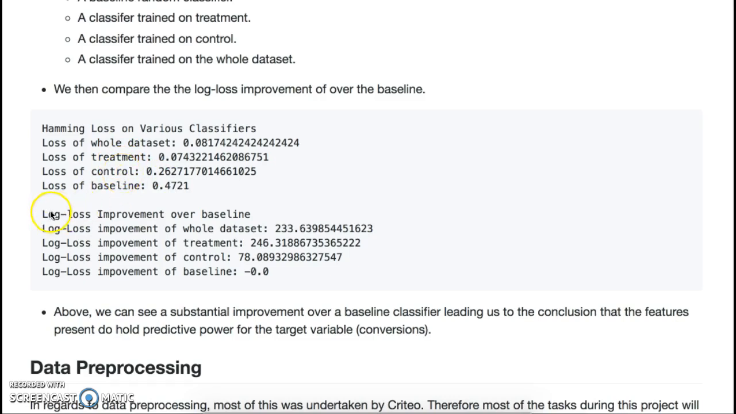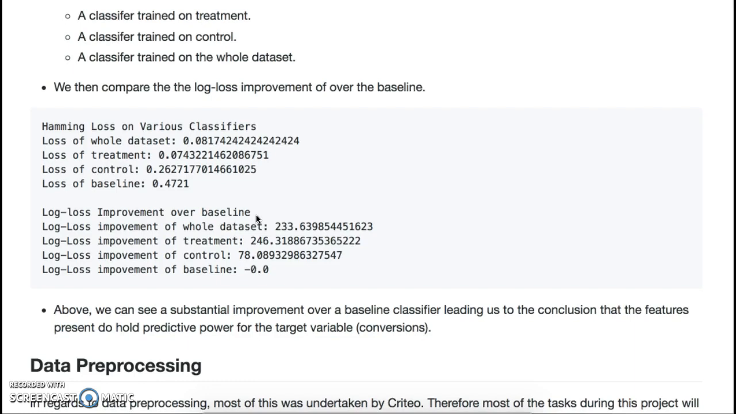Then we can just look at the log loss improvement over the baseline. And based off of the improvement, we can pretty confidently say that these features that we're modeling on do hold predictive power. So those are the three tests we use to ensure the data quality, and to do sanity checks to make sure that this data set is properly randomized and that the features are good and hold predictive power.